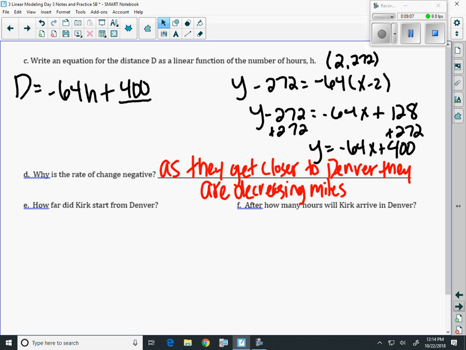Probably should have said it better than this. As they get closer to Denver, they're losing miles, however you want to say that. How far did he start from Denver? 400 miles. 400 miles is our y-intercept. When we talk about y-intercept, we always talk about that being like the initial value or the starting point, something like that, yes? So if we're talking about his miles from Denver, that's where he started. He's 400 miles from Denver.